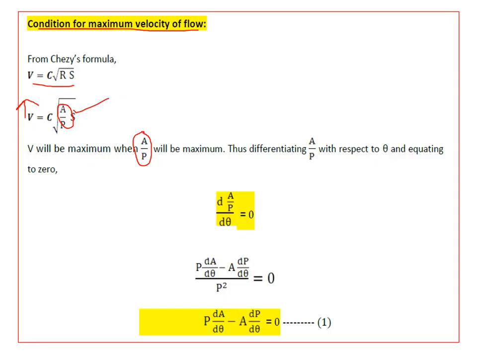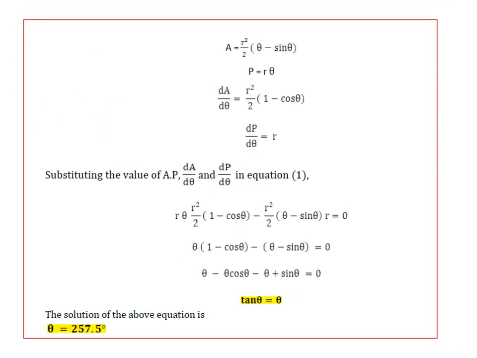So that is the denominator P, differentiation of numerator, that is ∂A/∂θ, minus A into ∂P/∂θ, divided by P square, should be equal to 0. Since P square is not 0, therefore P ∂A/∂θ minus A ∂P/∂θ should be equal to 0. Now the values. We know that A is equal to half r square (θ minus sin θ) and P is equal to rθ.